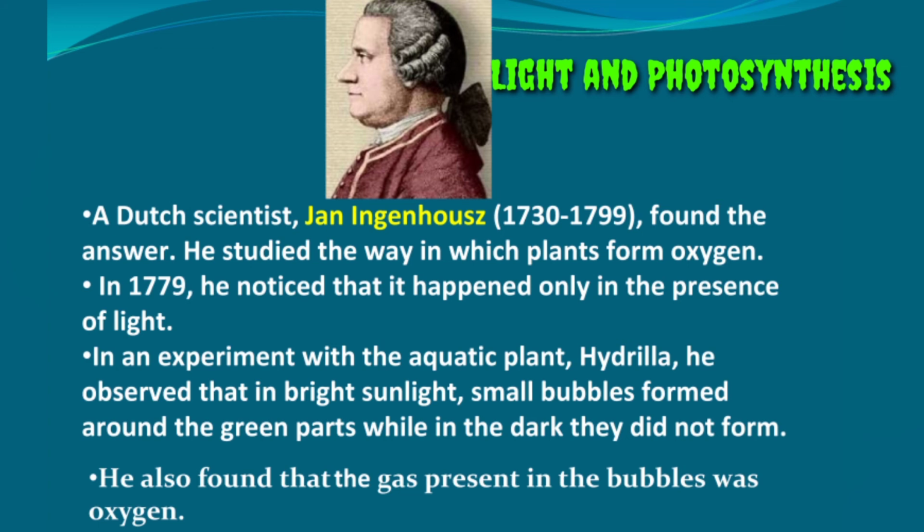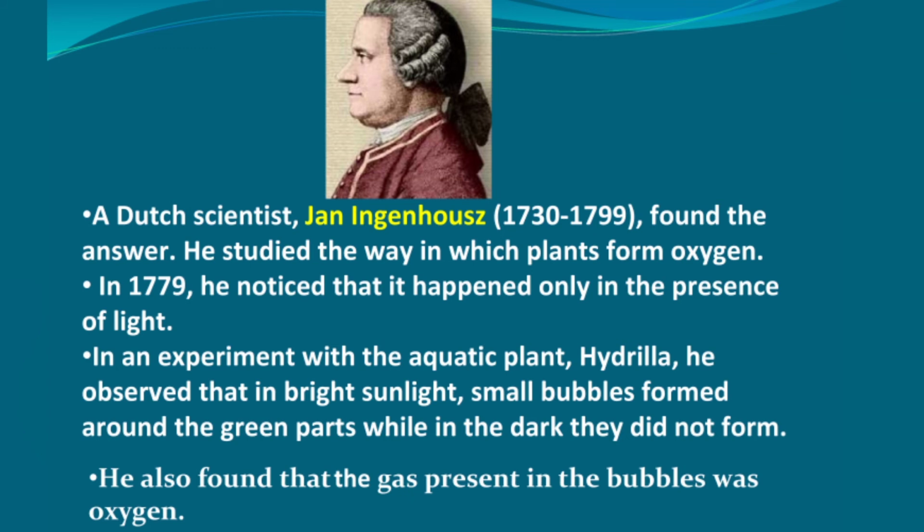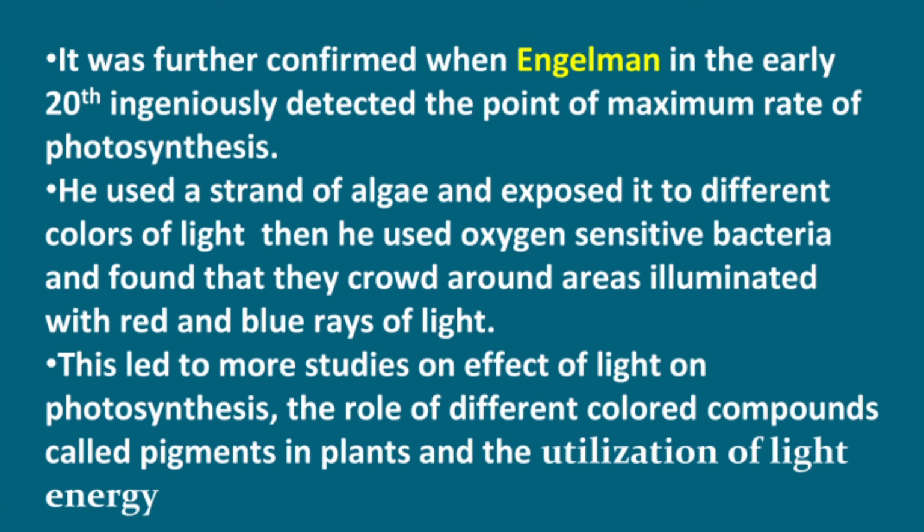He observed that in bright sunlight, small bubbles formed around the green parts, while in the dark they did not form. So he confirmed that the bubbles are formed in the presence of sunlight only. From this experiment, he also found that the gas present in the bubbles was oxygen. It was further confirmed when Engelmann, in the early 20th century, ingeniously detected the point of maximum rate of photosynthesis, and also more studies on the effect of light on photosynthesis, the role of different colored compounds called pigments in plants, and the utilization of light energy.